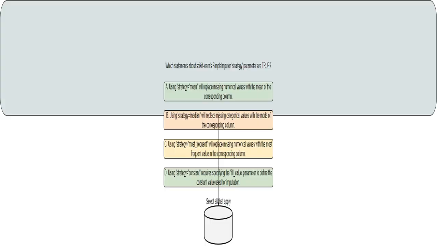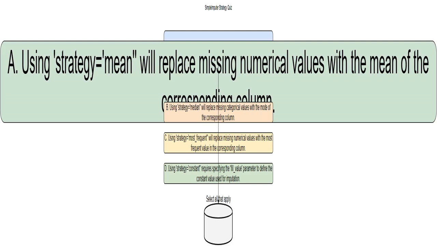Here is the core question. I want you to choose the true statements about how Sklearn's SimpleImputer handles missing data using various strategies. It's all about understanding the capabilities of the strategy parameter within the SimpleImputer.